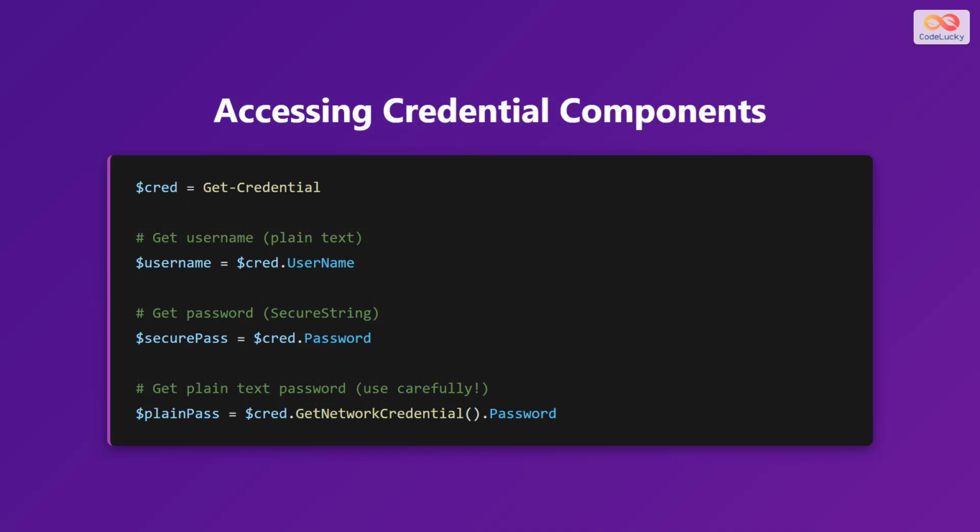Once you've created a credential object with Get-Credential, you might need to access its individual components. The username property gives you the username as plain text, which is safe because usernames aren't secret. The password property returns the password in its encrypted secure string format, which keeps it protected. However, in rare cases where you absolutely need the password as plain text, you can use the GetNetworkCredential method followed by the password property. This should be used very carefully and only when necessary, as it defeats the security purpose of SecureString. Always think twice before converting a secure password back to plain text.